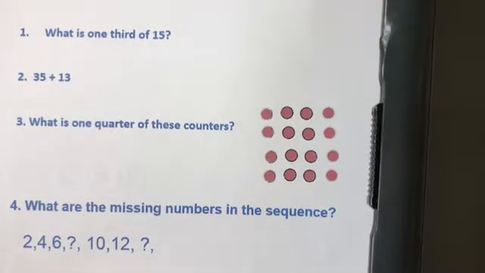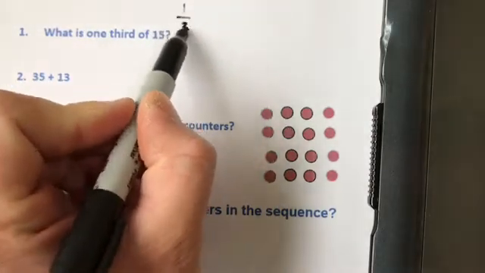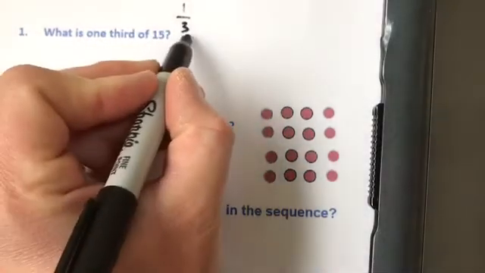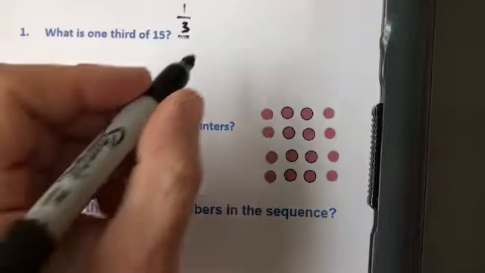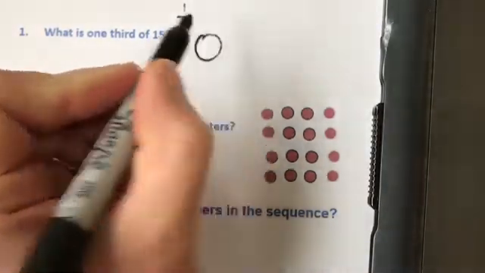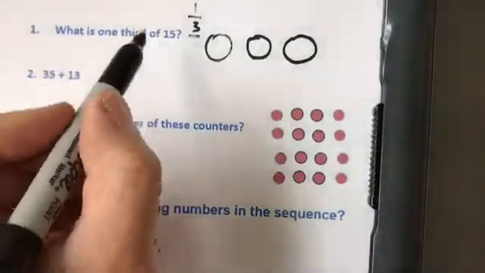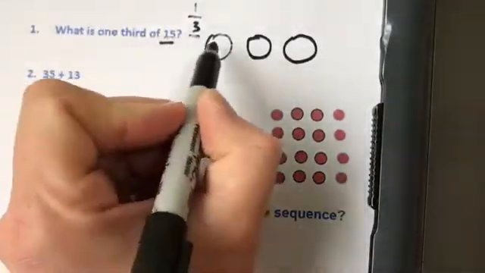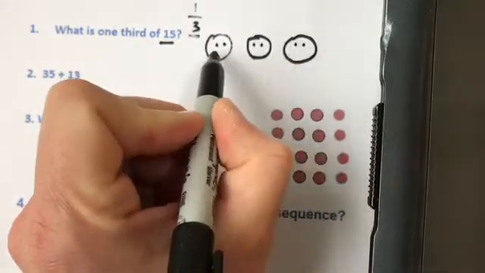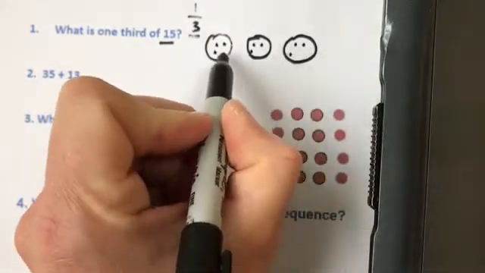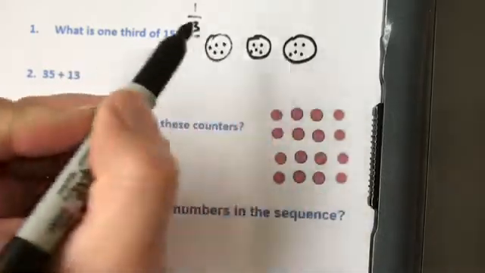The first question says, what is 1/3 of 15? So I know 1/3 looks like this. Now, the bottom number tells me how many hoops I need, so my bottom number is a 3. So I need 3 hoops. 1, 2, 3. So I'm going to share my 15 around my 3 hoops. 1, 2, 3, 4, 5, 6, 7, 8, 9, 10, 11, 12, 13, 14, 15.